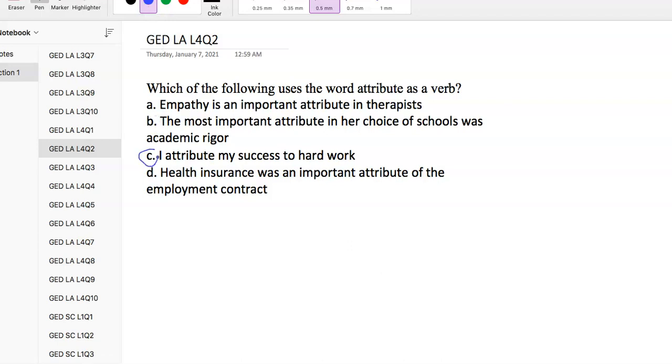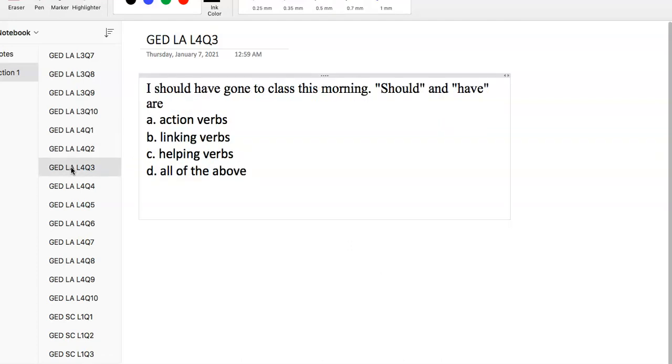Then this answer right here. I attribute my success to hard work. When it's a verb, attribute, again, just repeating myself, means to say or believe that something is the result of a particular thing, right? And here they're saying they're attributing success to hard work. And so because of that, we go with answer choice C.